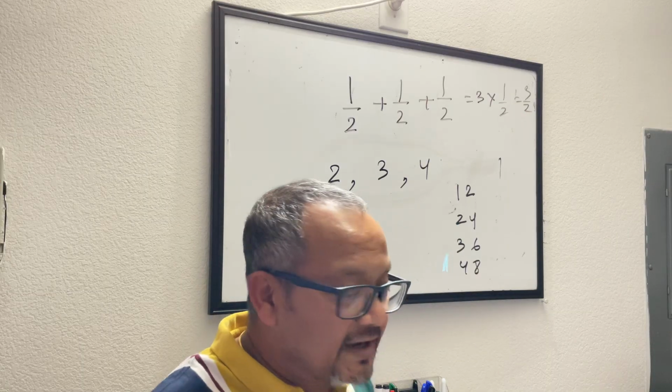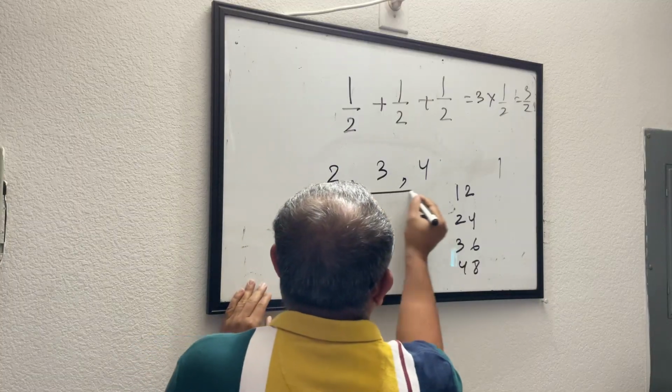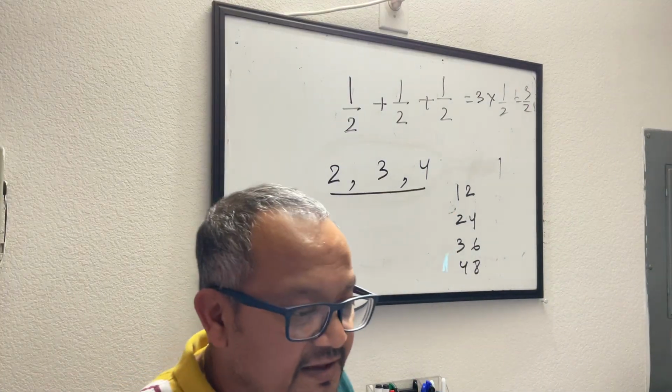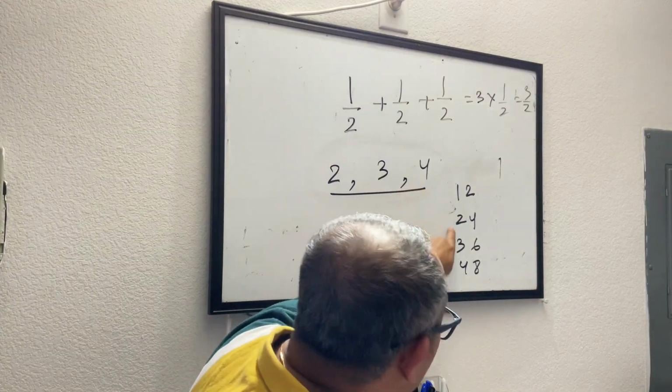So again, don't go to tables. What I'm trying to say here is, we have these 3 numbers. We were trying to find out the LCM, the lowest number that can be divided by all of them. And we found 4 numbers.